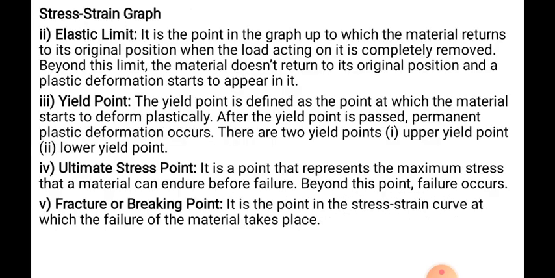And yield point is again of two types, that is upper yield point and lower yield point, just beside that point C. Then ultimate stress point. Ultimate stress point is a point that represents the maximum stress that a material can endure before failure.